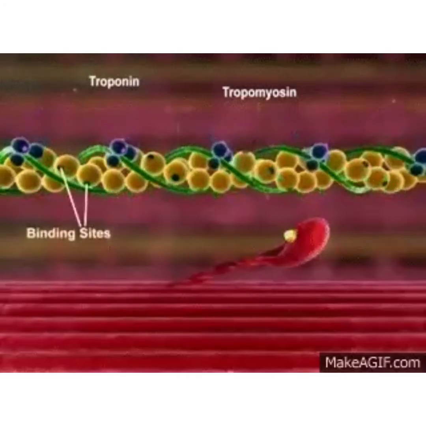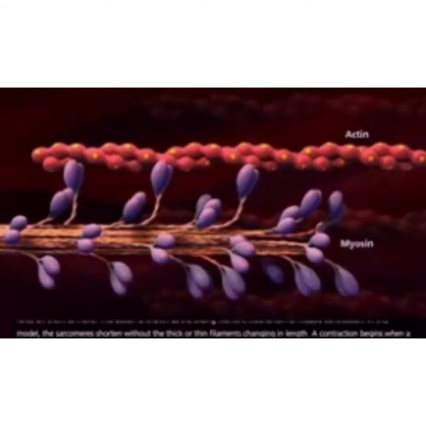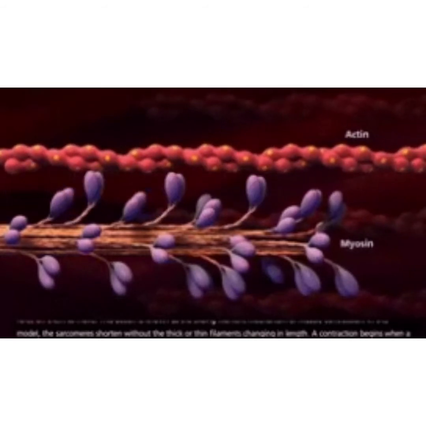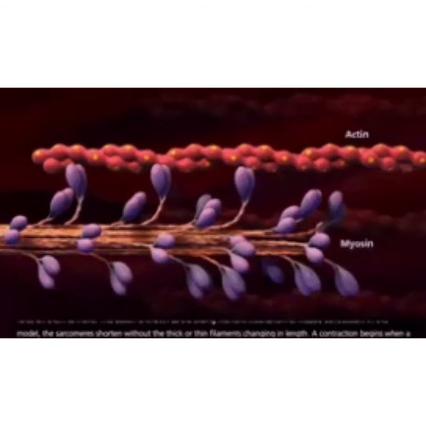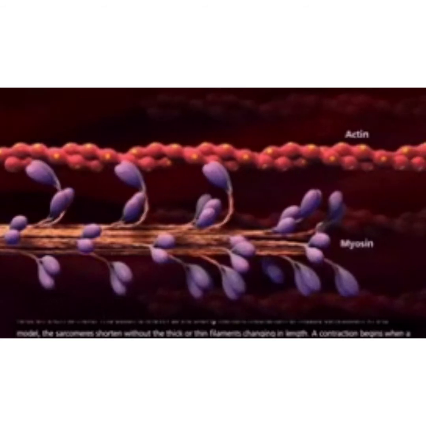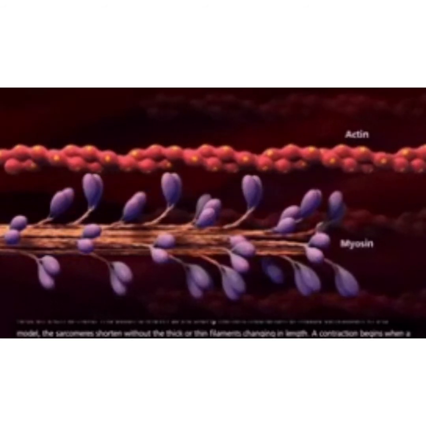On actin, the binding sites for the myosin heads are covered by a blocking complex, troponin and tropomyosin. Calcium ions bind to troponin and reconfigure the complex, exposing the binding sites for the myosin heads. The myosin heads then form a cross bridge with the actin filaments.